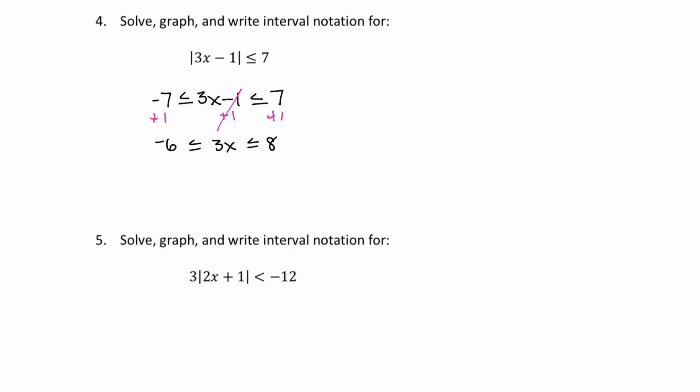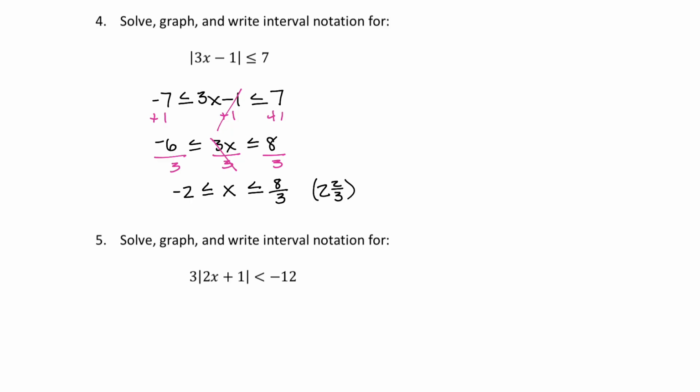Then divide all three parts by 3. 3's cancel in the middle, which is what we wanted. So x is in between both of these. We get a negative 2 on one side and an 8/3 on the other, which is basically 2 and 2/3.